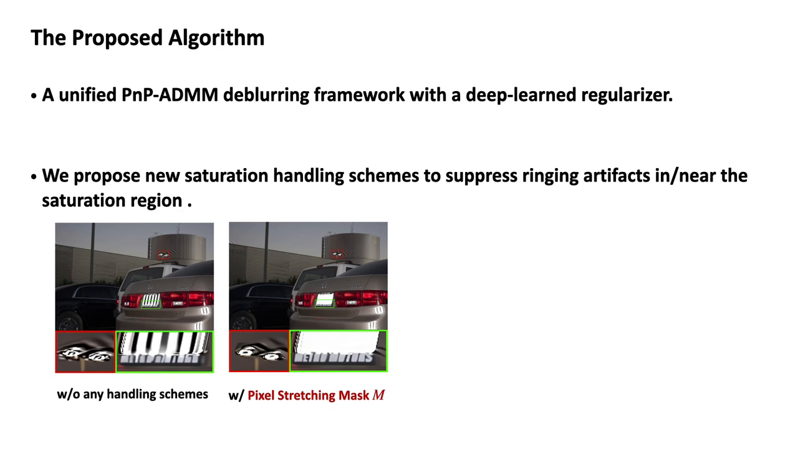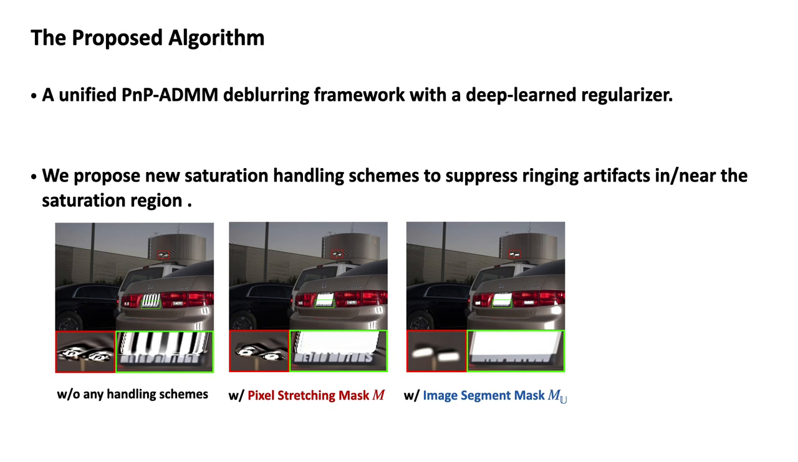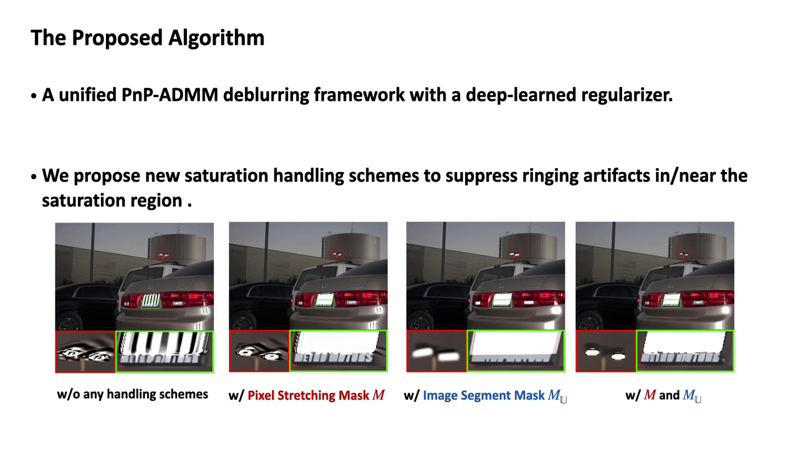First, the pixel stretch mask makes deconvolution meet the assumption of the linear blur model. As shown in this figure, the mask reduces the saturation region. Second, the image segment mask excludes saturated pixels during deconvolution to reduce the ring in the non-saturation region. However, blur artifacts cannot be removed completely due to the loss of information near saturated pixels. We can obtain the deblur result with fewer artifacts through both masks.